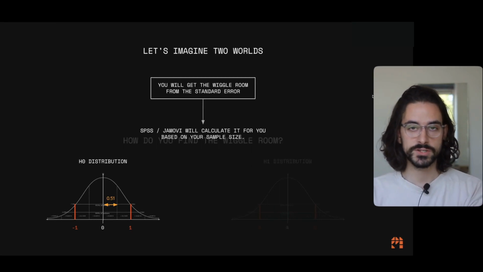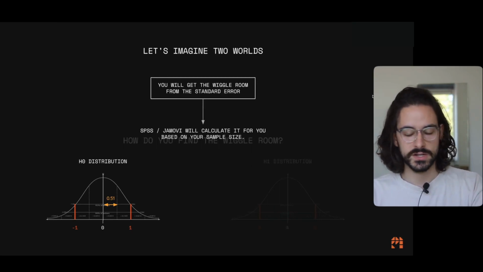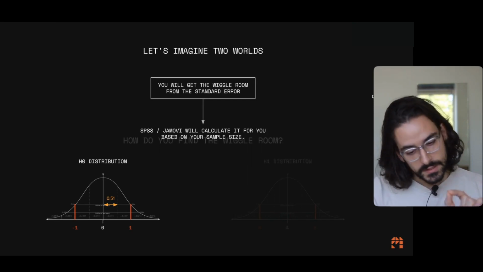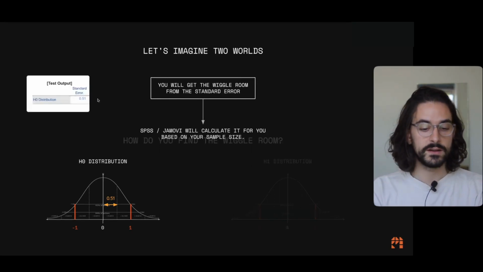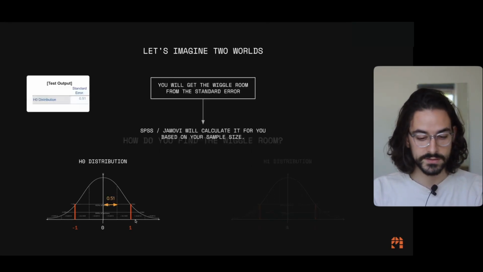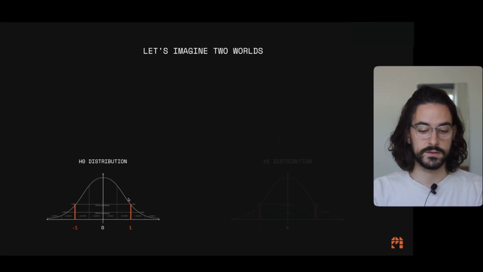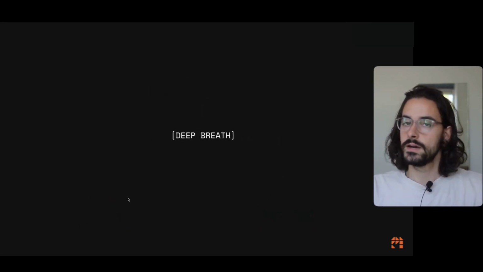So if you have a larger sample size, it affects your standard error. We'll talk about that later. But let's say that we found a standard error of 0.51. So we plug that in, 0.51. That's the standard error for this H0 distribution. And it would calculate it from there.